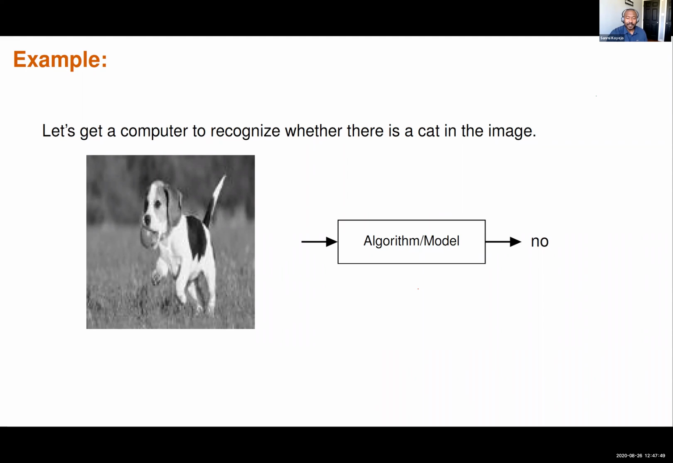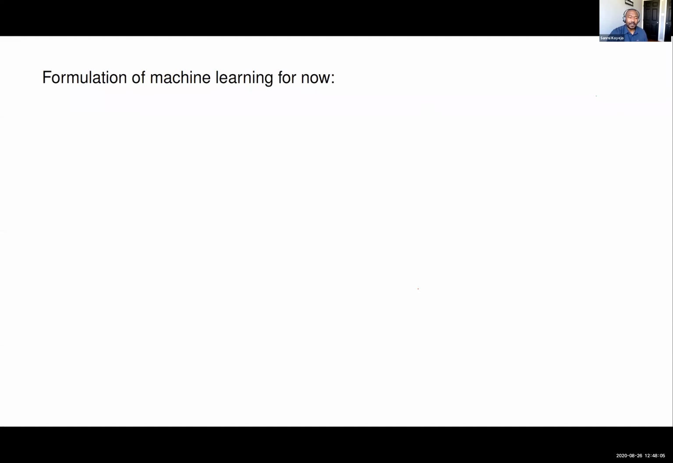So here is sort of an application of something that we want to get to. We want to be able to create this black box so that it's given images and can spit out either a yes or a no about whether the image is an image of a cat. Okay, so for now, we're thinking of machine learning to make this a bit more formal.